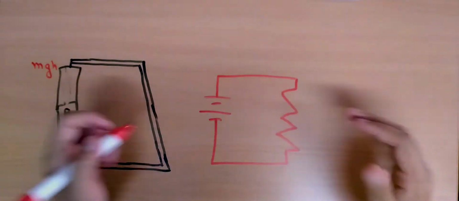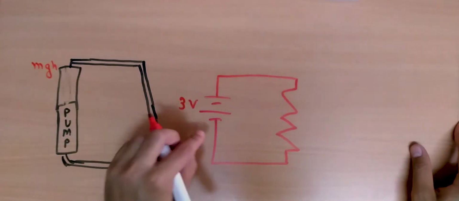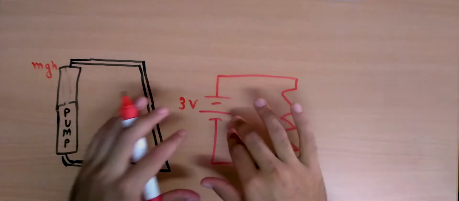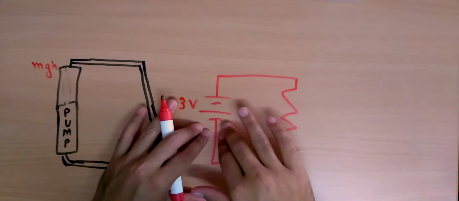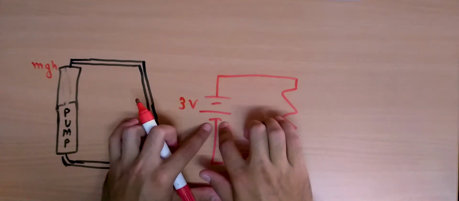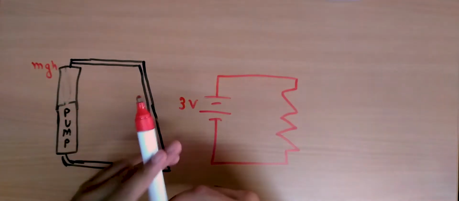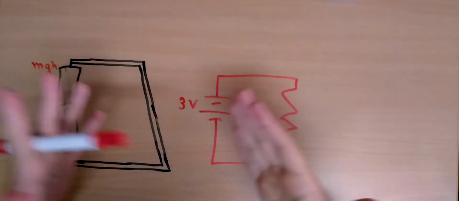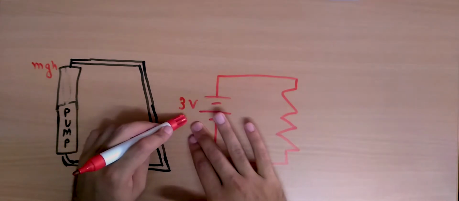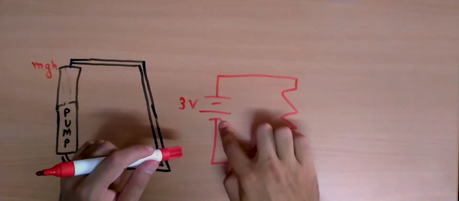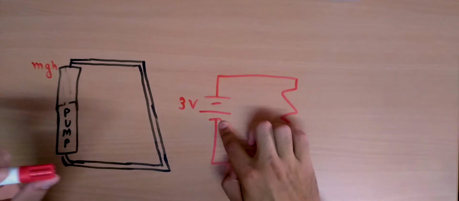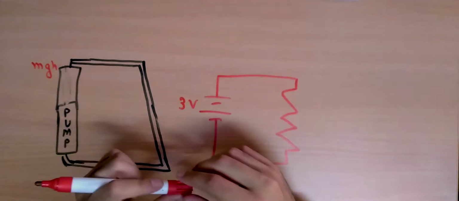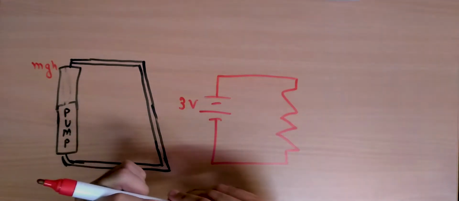So let's say it's a 3-volt battery. So every coulomb of charge at this terminal is given 3 joules of energy, right? That is what voltage means. Energy per coulomb, joules per coulomb. So if you have a 3-volt battery, every coulomb of charge at this point is given a potential energy of 3 joules. So as it moves to the other terminal, it is given 3 joules of energy for every coulomb.